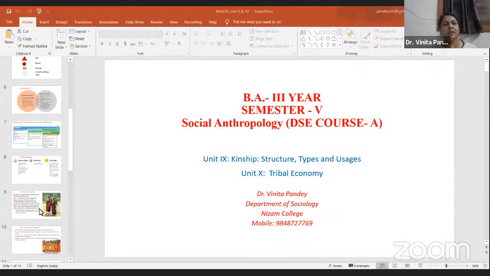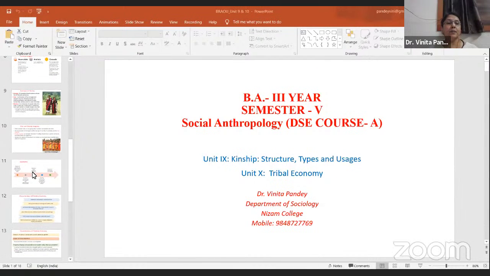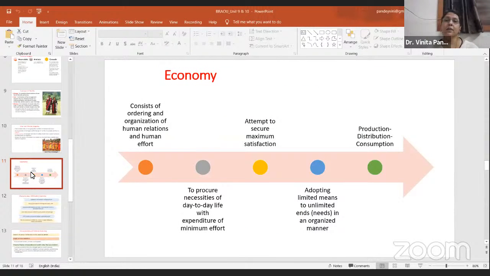Everybody, we discussed kinship yesterday. Then I also started with regard to economy. We very clearly said that economy, in the simplest sense, is production, distribution and consumption. How are we producing our goods? Now, yesterday I also introduced you all to the characteristics of tribal economy.